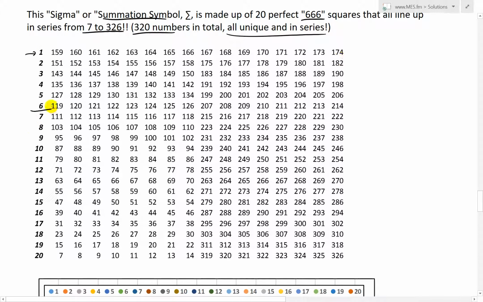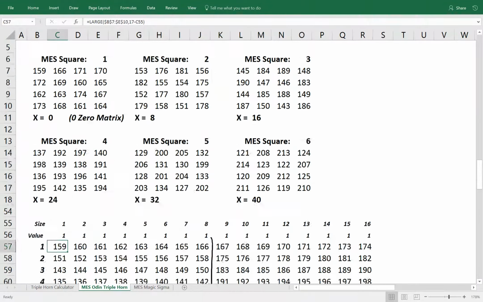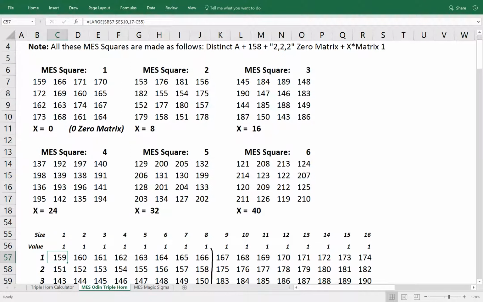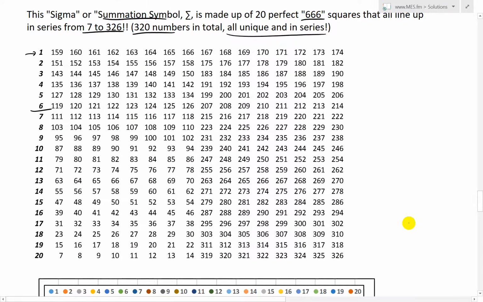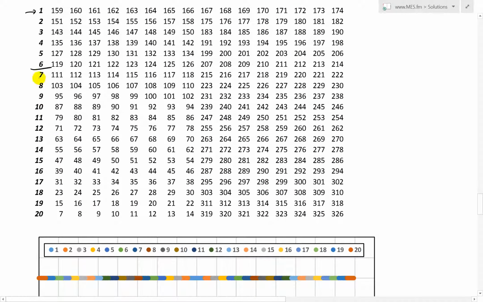We have those 6 ones I already went over, but then you can keep adding 8s to them. And again, I'll go back to here, over here. So this MES square is made where x is 6. We're adding, x is 8, so we add 8 to that matrix. This one is 16 times that matrix, and this is 40, etc. And then if you go over here, this one we can go all the way to 20, all the way down to 7, 8, 9, 10, all the way to 14.